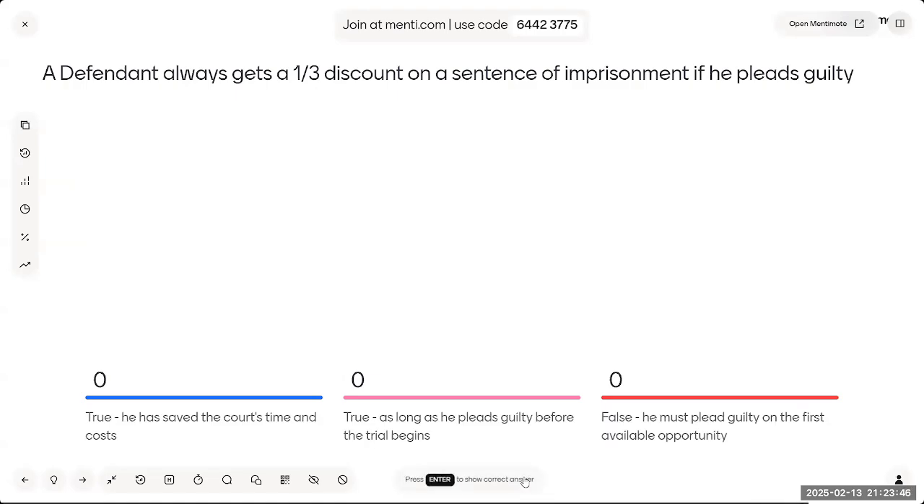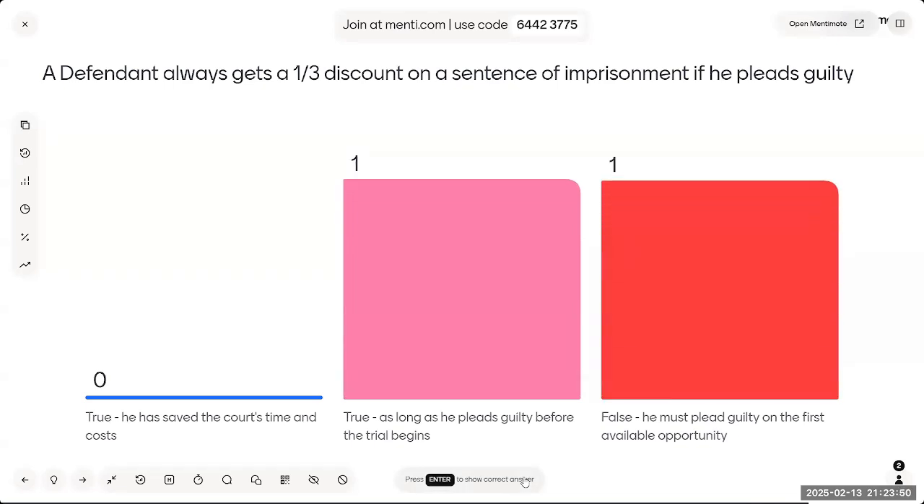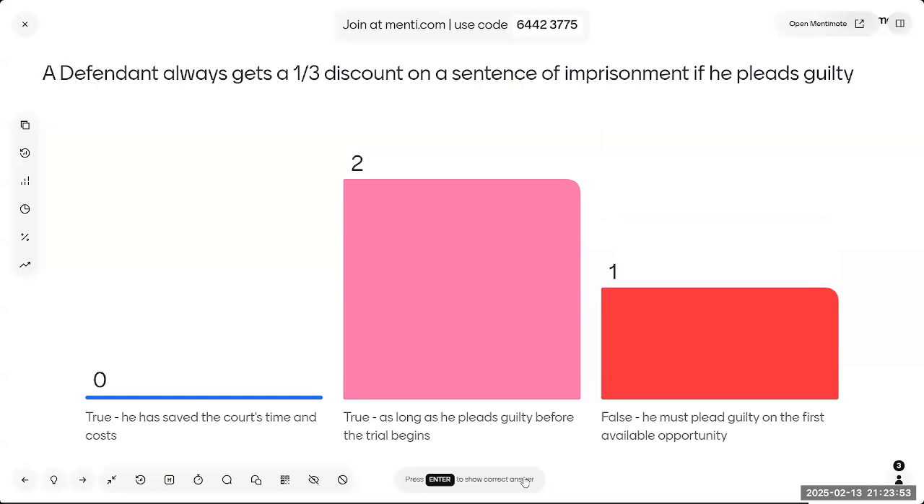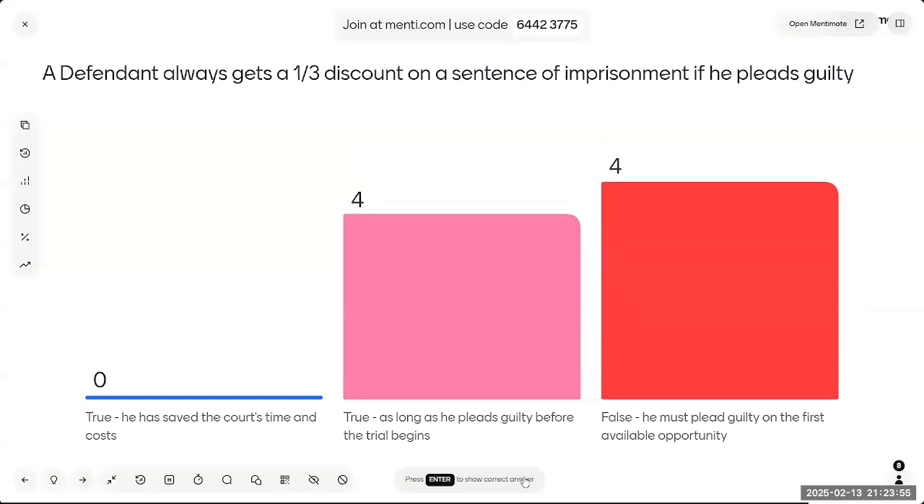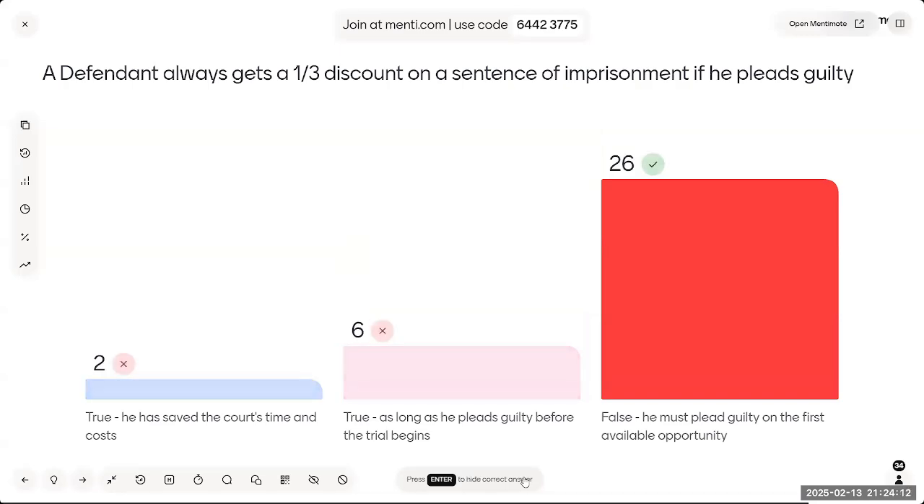Defendant always gets a 1/3 discount on a sentence of imprisonment if he pleads guilty. True, he saved the court's time and costs. True, as long as he pleads guilty before the trial begins. False, he must plead guilty on the first available opportunity. Correct answer is C, right? 1/3, there's no entitlement, but he will usually get it if he pleads guilty on the first available opportunity.